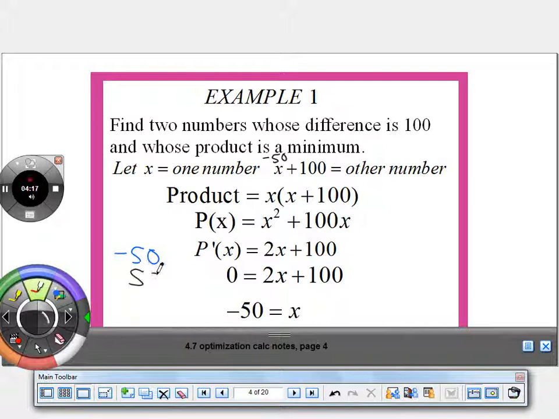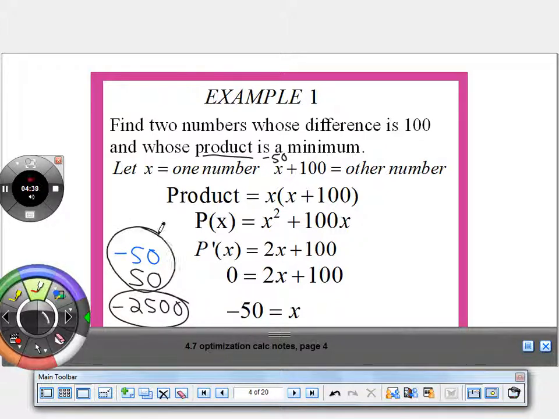So these are the two numbers, and when you multiply them together, you get the absolute lowest product you could ever get, which would be negative 2,500. That's the minimum product. So it depends on what they're asking for. If they say find the two numbers, well, your numbers are right here.